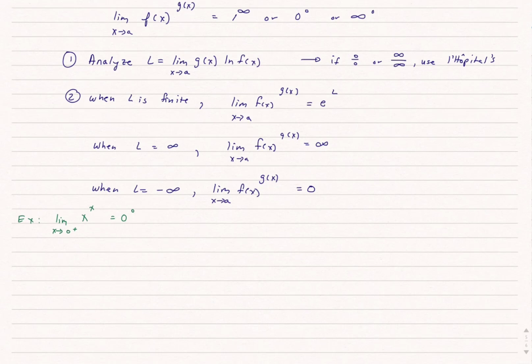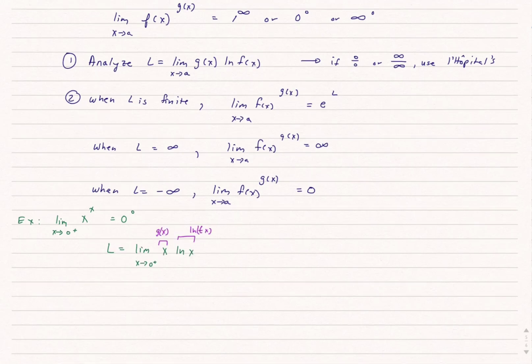If I look at the limit as x approaches 0 from the positive side of x to the x power, that leads to 0 to the 0 power. So let's go ahead and analyze the limit as x approaches a of g of x times the natural log of f of x. So the limit as x approaches 0 from the positive side of g of x times natural log of f of x is x times ln of x. If I plugged in 0, I would get 0 times infinity, so I know I need to rewrite this using the technique I just came up with.